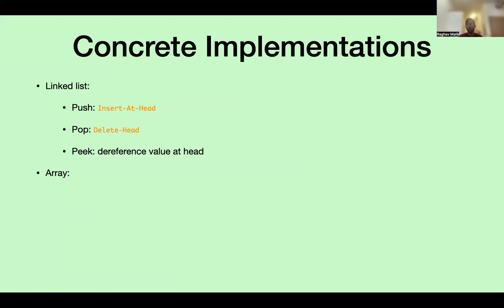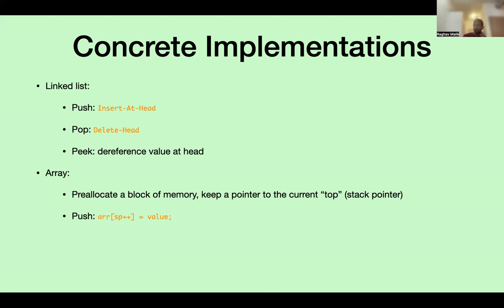You can also, if you want to use an array, use an array as a stack. Here you pre-allocate a block of memory. You have to pick a size of memory to allocate, and you keep a pointer, like an index or whatever, to the current top. We're going to call that the stack pointer. To push, you write the value to the array at the stack pointer, and then you increment the stack pointer by 1. To pop, you decrement the stack pointer to get back to the top, and then you return the value at that index. And to peek, you just return array at stack pointer minus 1.